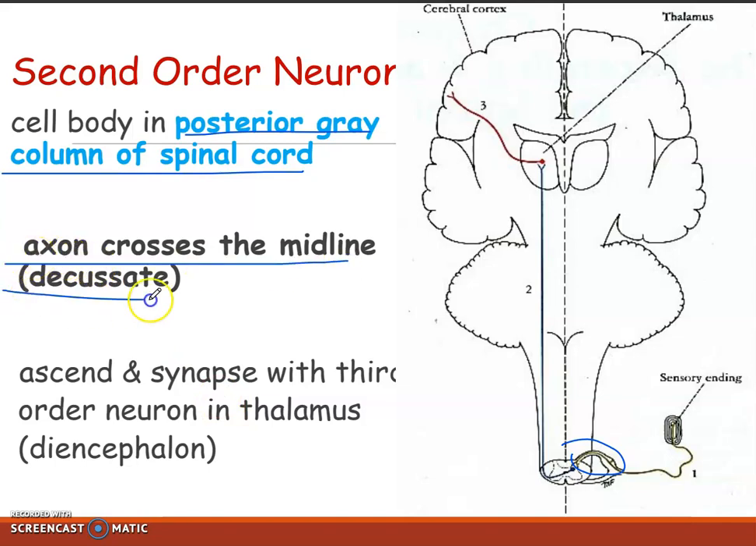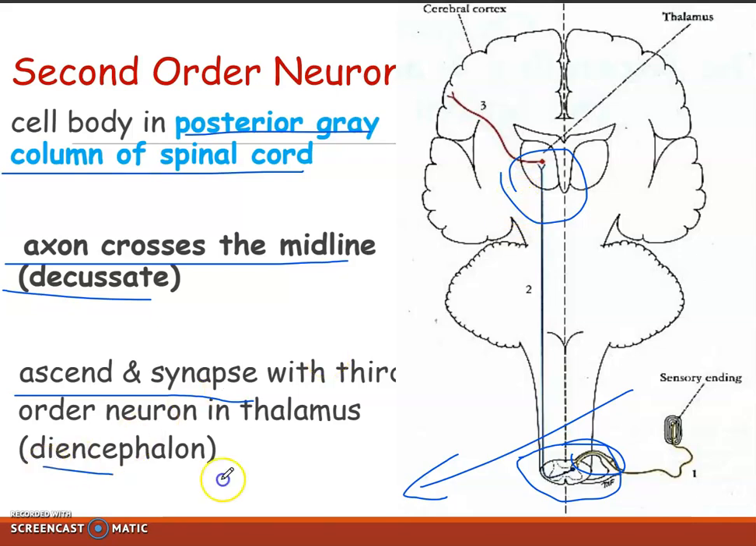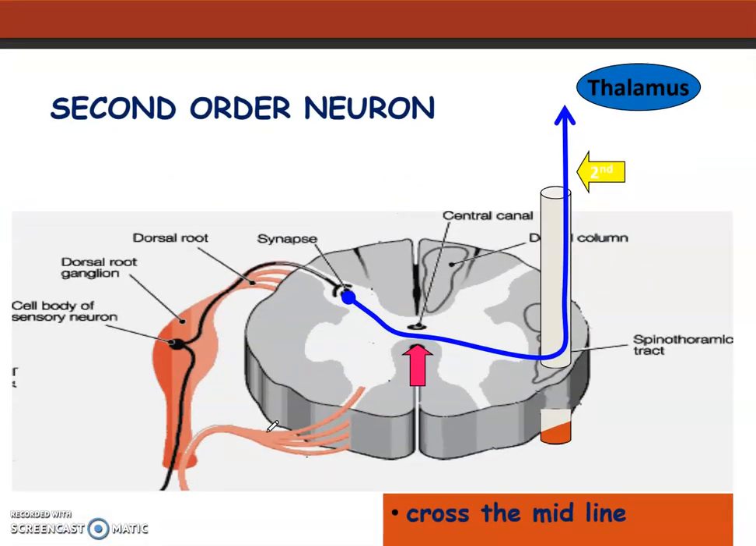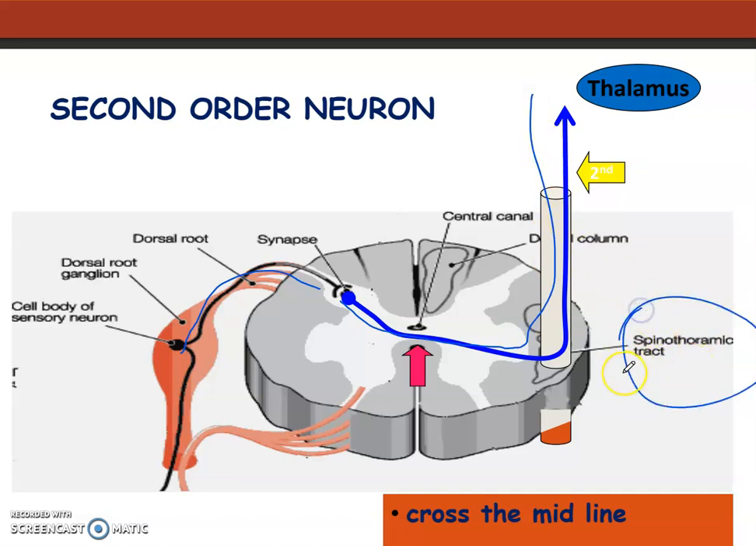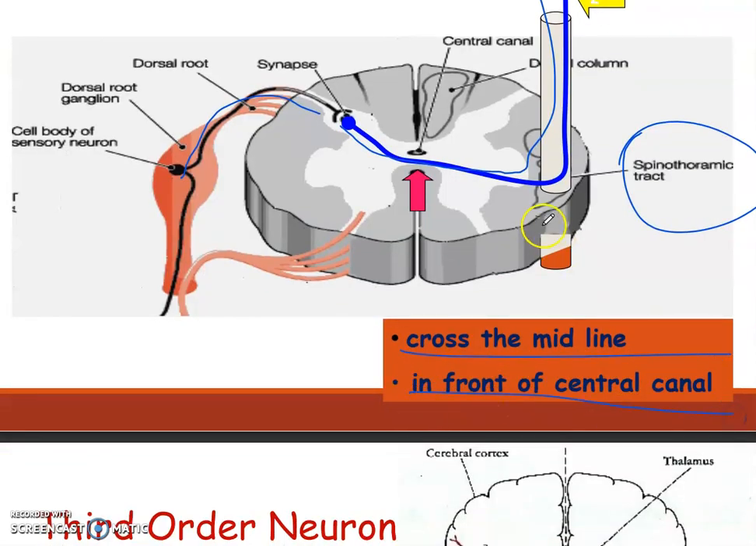The axon crosses the midline, or decussates. As you can see, it is decussating here. It is going from the left to the right side like this, and decussating means passing through the anterior white commissure, and they ascend and synapse with the third order neuron here, in the thalamus, the diencephalon part of the brain. Okay, so these are the second order neurons. Again, they are entering through the posterior column, which is sensory, and then they are decussating, crossing the middle, and going upward through the spinothalamic tract here. They cross the midline in front of the central canal. Okay, this is the central canal.